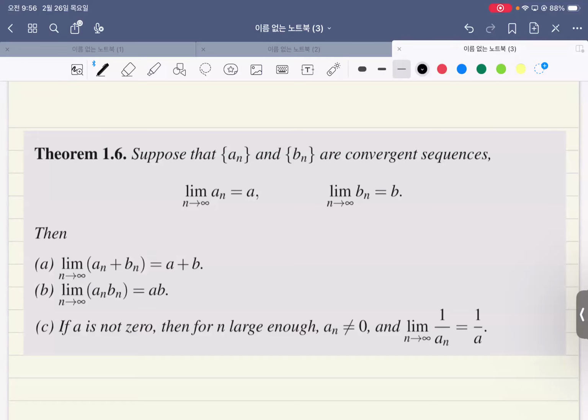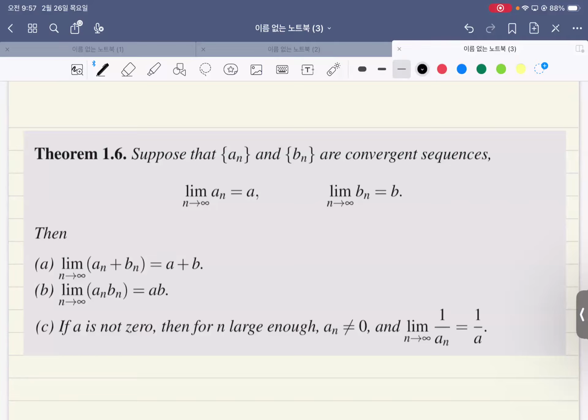And An times Bn, another sequence given by taking the product of corresponding terms, is also converging to AB. And if A is not 0, then 1 over An is also converging to 1 over A.